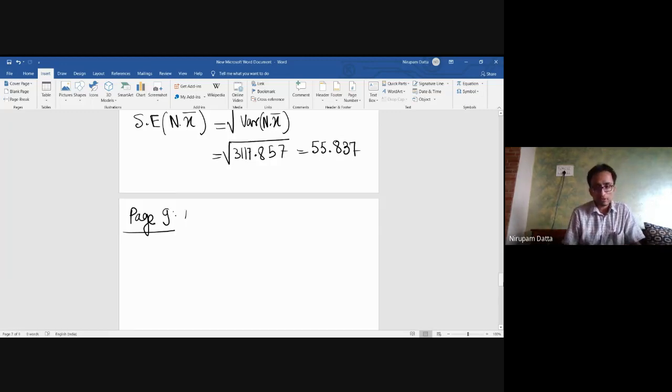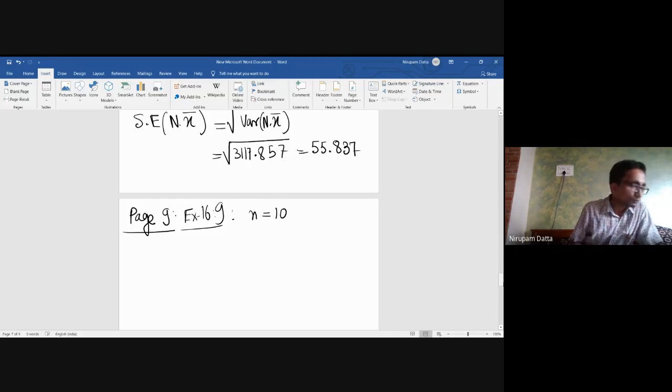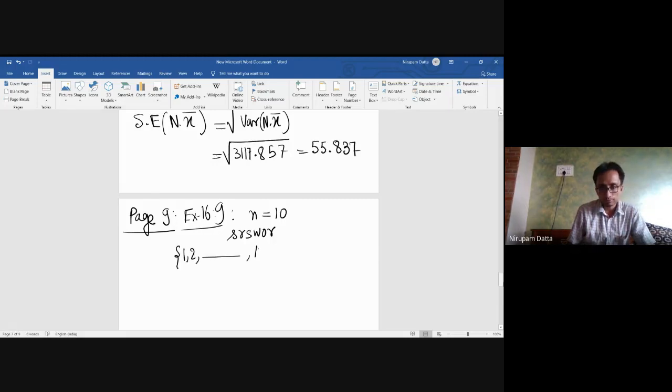So this is example 16.9. So what is it saying? That there is a random sample of 10 numbers. So n is equal to 10. So this is simple random sample without replacement, SRSWOR. So what is this? Population. Population is the numbers 1, 2 till 100. Okay. So you will have to find the variance of the sample mean.